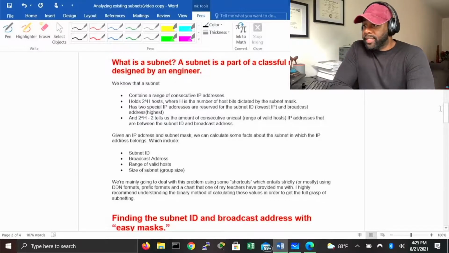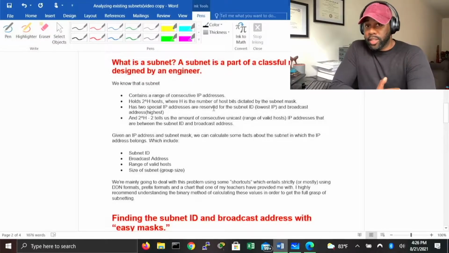We know that a subnet contains a range of consecutive IP addresses. This means that one IP address is not going to be here, and then another IP address is in a different network while belonging to the same network at the same time. No, we know that a subnet is going to have a range of consecutive IP addresses, and we're going to see exactly what that looks like as we progress through the study session.